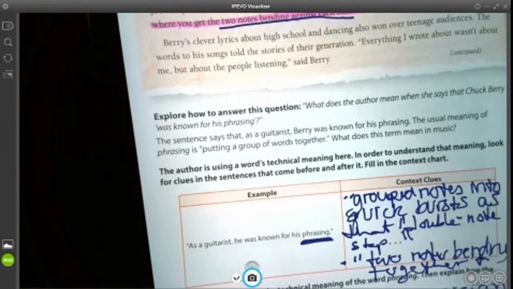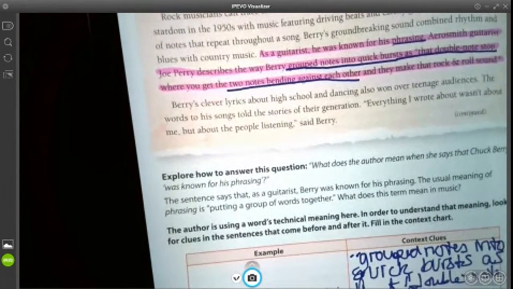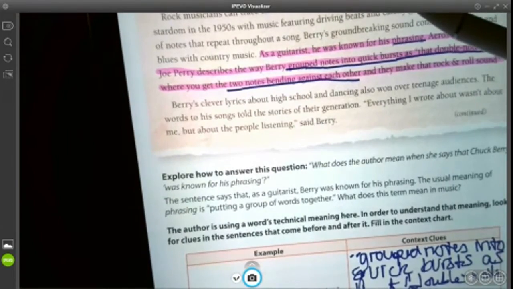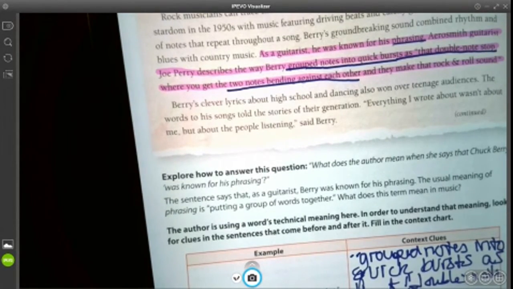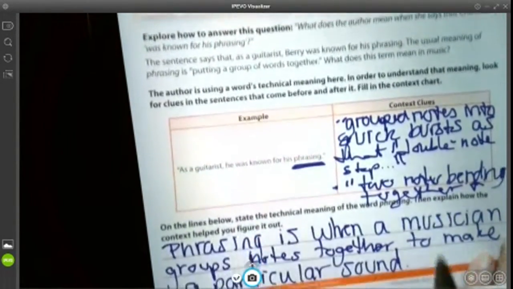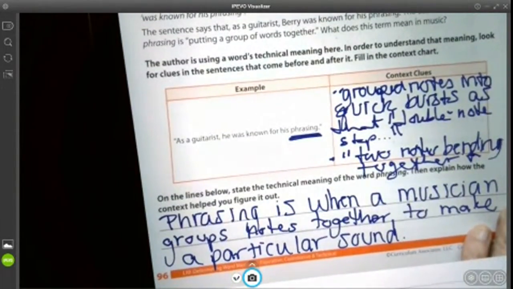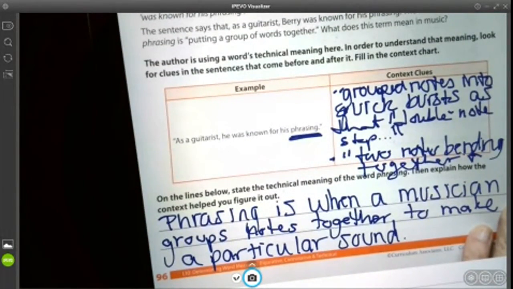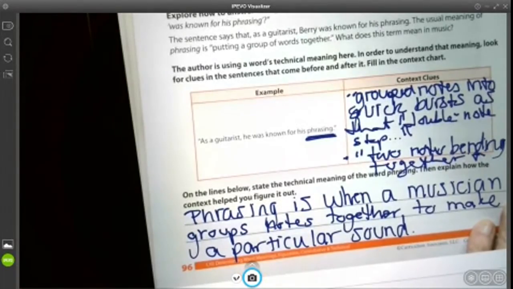Okay, so see what I did? I used my context clues after the word phrasing. It could be before, it might be before, but in this case it's after. I filled out my clues and then I came up with the definition. So you're going to do that this week as well in your book or your article.